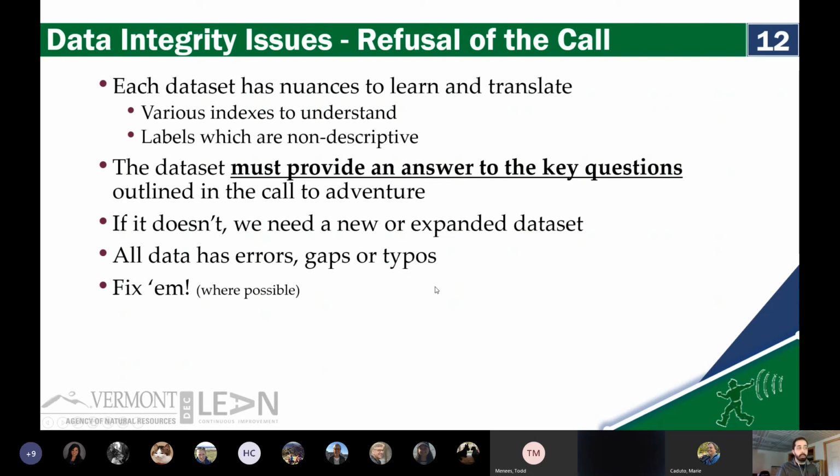All data has errors, gaps, and typos, and there are a lot of tools and abilities that you can use to fix those errors and correct that information. For those of you that are green belts, you can take the Excel training courses that Justin and I have been running. But also I'm available to help with data sets. If you're having trouble looking at something and you want another set of eyes on it, I'm happy to provide that assistance.